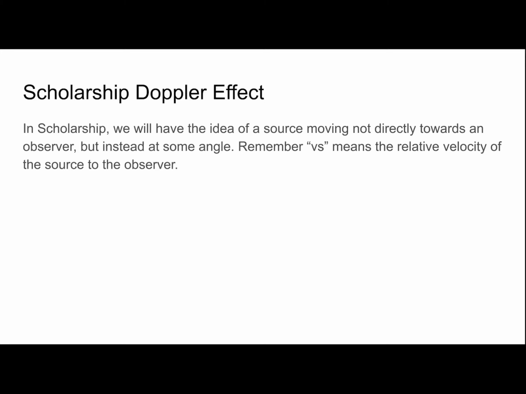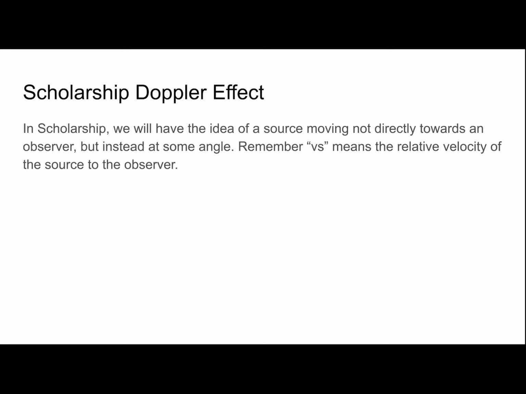Alright, so for this video, we're going to be looking at some scholarship concepts and some scholarship practice questions. So in scholarship, we have the idea of a source moving not directly towards an observer, but instead at some angle. So remember the Vs in the equation, that means the relative velocity of the source to the observer, not the absolute velocity of the source.